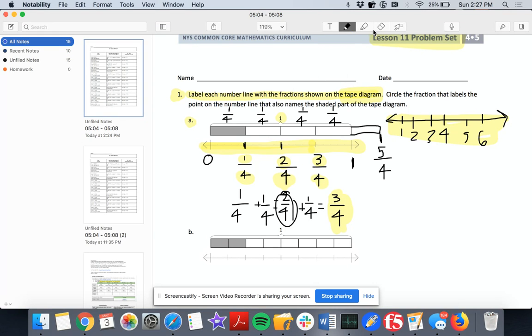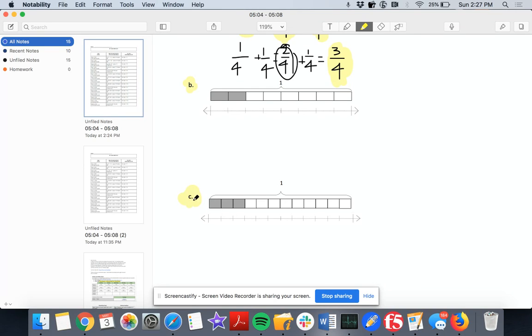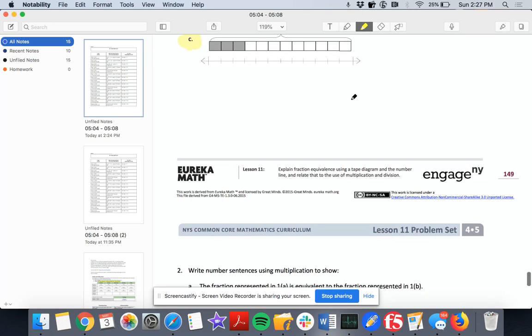Okay, so go ahead and try B and C on your own. So first step, remember, count the total number of pieces, then write the unit fraction, and then just count up. Your numerator should be going up, and your denominator, the number on the bottom, should be staying the same.